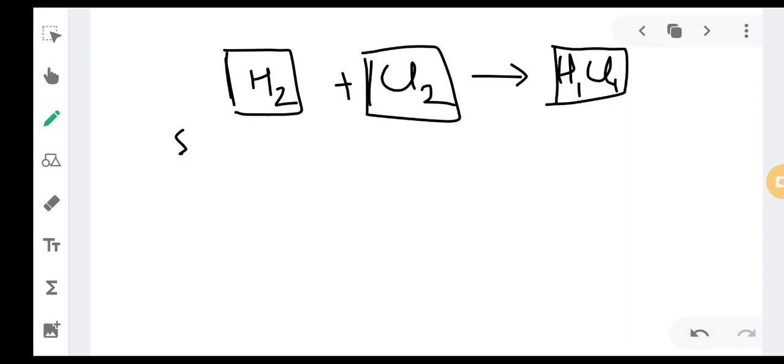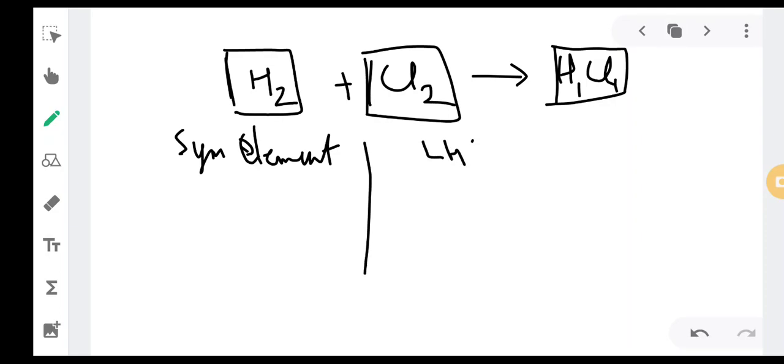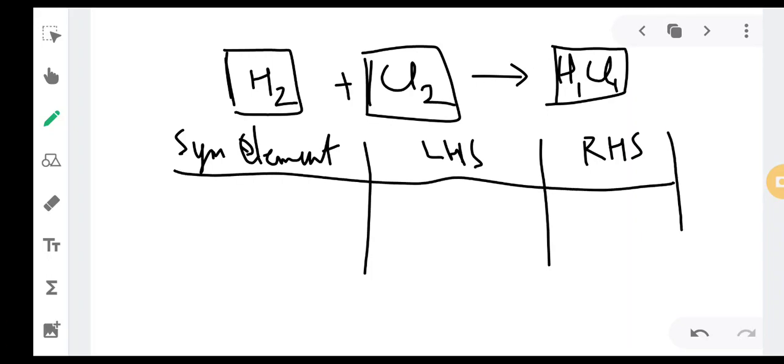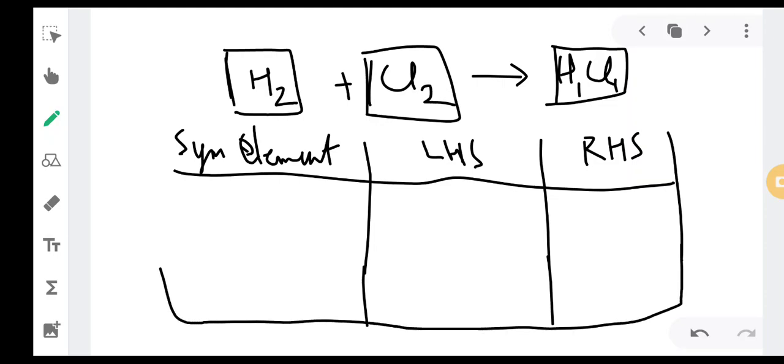Next thing is you have to write the symbol of the element. How many elements are there, and you have to write the symbol of those elements. Next thing is you can write how many atoms are there on the LHS side and on the RHS side. On the left hand side how many atoms are there, and on the right hand side how many atoms are there. This you need to write down.